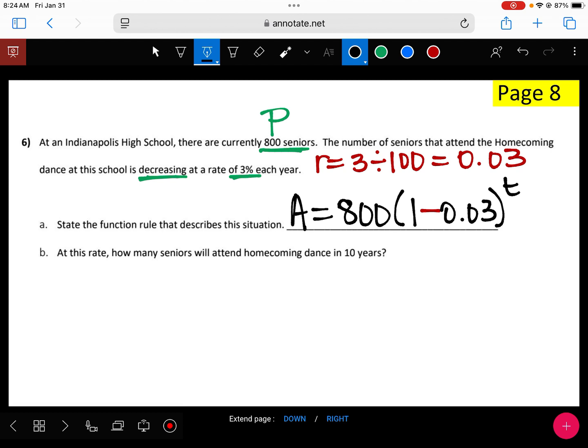That's your rule. And then it says in part B, at this rate, how many seniors will attend the homecoming dance in 10 years? So T is 10. So I'll give you a minute. Type that in your calculators, and then I'm gonna come around and see what answers we come up with.